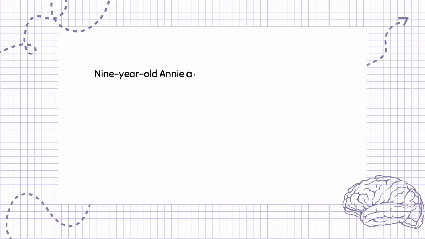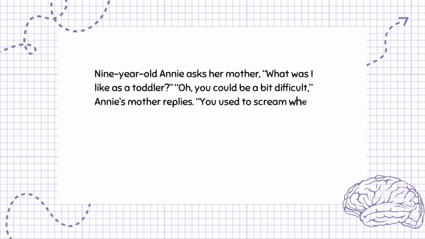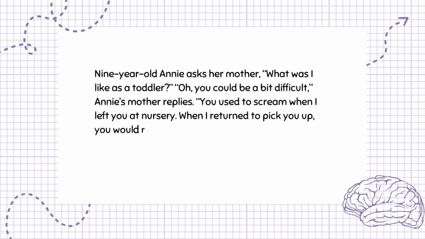9-year-old Annie asks her mother, "What was I like as a toddler?" "Oh, you could be a bit difficult," Annie's mother replies. "You used to scream when I left you at nursery. When I returned to pick you up, you would run towards me and then push me away."